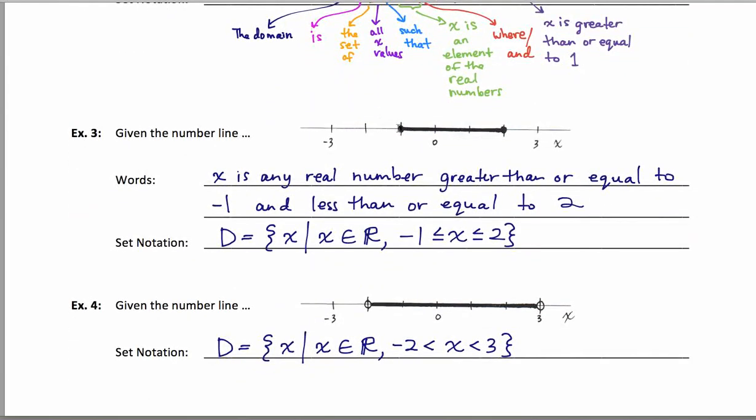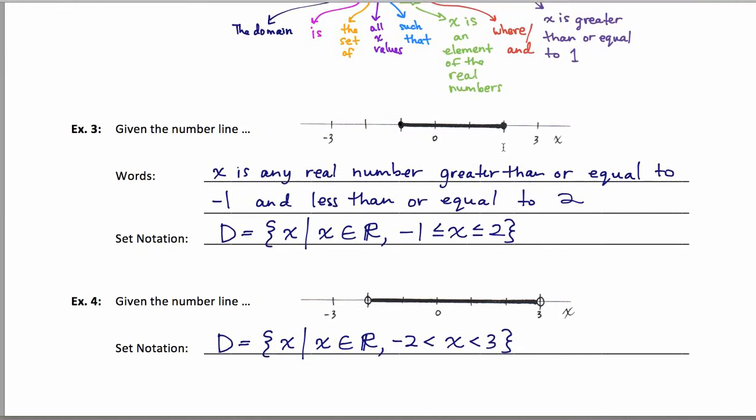Given the number line, if we go from -1 to 2, both those points are filled in and they're connected with this filled in line, so we know that it's any real number here. We can use words to say that x is any real number greater than or equal to -1 and less than or equal to 2. So x has to be bigger than or equal to -1, but also has to stay smaller than or equal to +2. And we can say this using set notation.